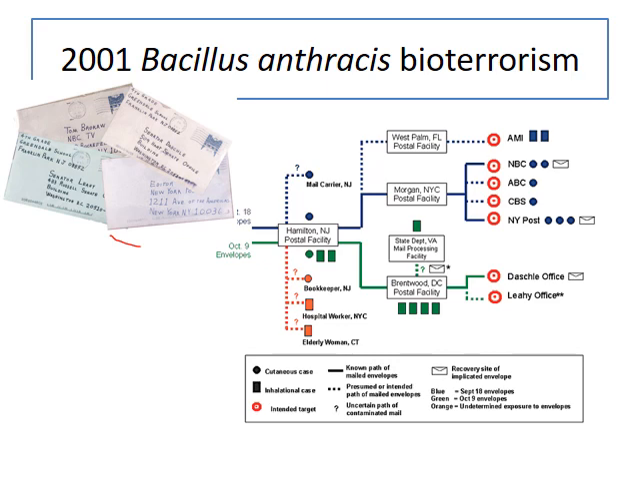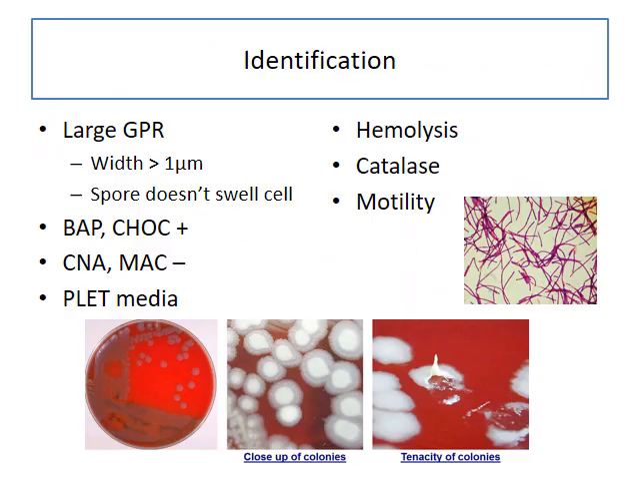And you can see at the end of the line, we end up with the targets. These were targets mostly in the media, but also in a couple of senators' offices. These were the intended targets of the anthrax. And unfortunately, that's not what happened. They weren't the ones who necessarily got it.